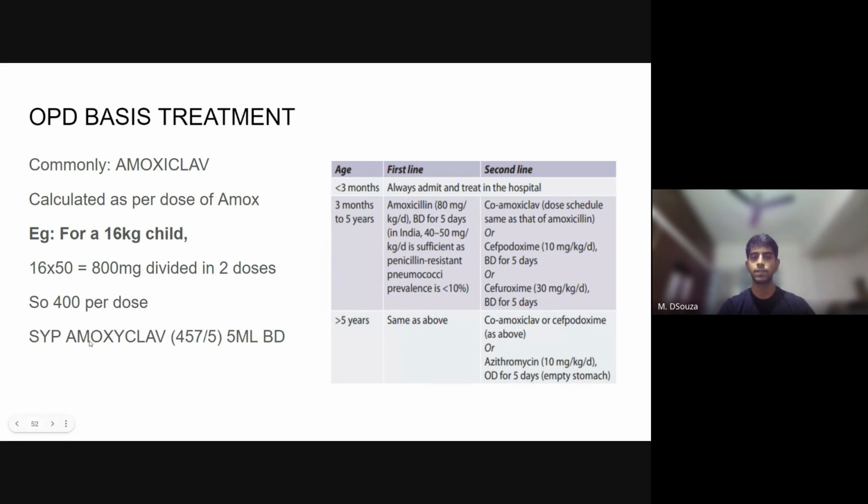Now, amoxiclav is available as 2 syrups, 2 strengths: 457 mg in 5 ml and 228 mg in 5 ml. You could ask me why these odd numbers are there, 457 and 228. The 57 and 28 are indicative of your clavulanic acid. So, as mentioned, we would calculate the amoxiclav dose based on the amount of amoxicillin you want to give. If 5 ml of amoxiclav contains 400 mg of amoxicillin and 57 mg of clavulanic acid, for this child you would give 5 ml in the morning and 5 ml at night.